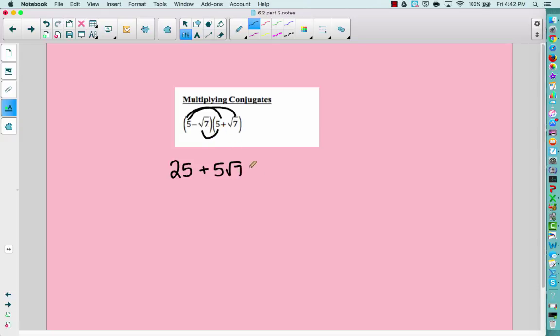5 times negative root 7 is negative 5 root 7. And then negative root 7 times positive root 7 is going to give me negative 7, root 49, which is 7. The middle terms cancel, and I get 25 minus 7, which gives me 18.